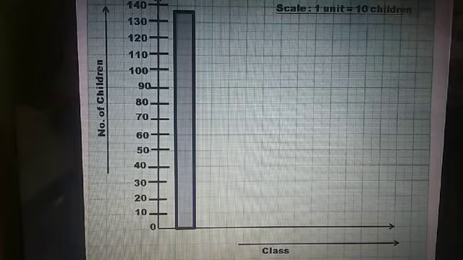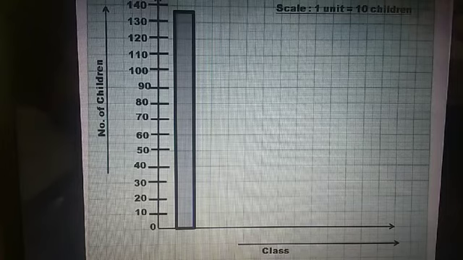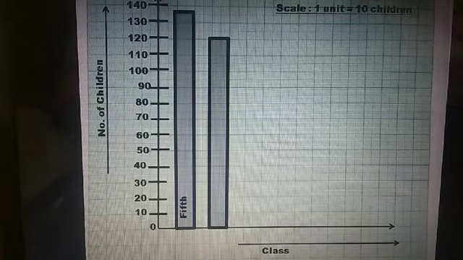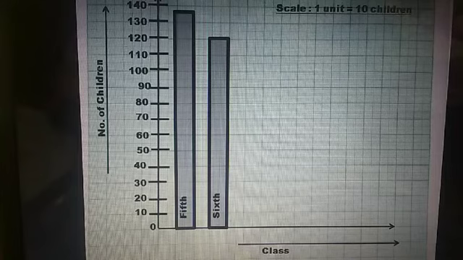The next one is 120. Again, we will leave the next box and now you will use the next to next box to draw the bar. Yes, we can easily draw a bar with a height of 120. Once the bar is plotted, we can write the class inside it to mention that the first bar is for 5th grade, the second is for 6th.